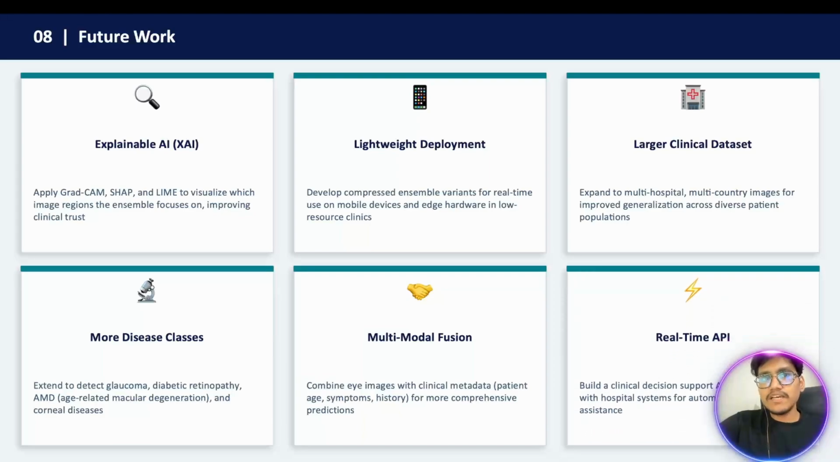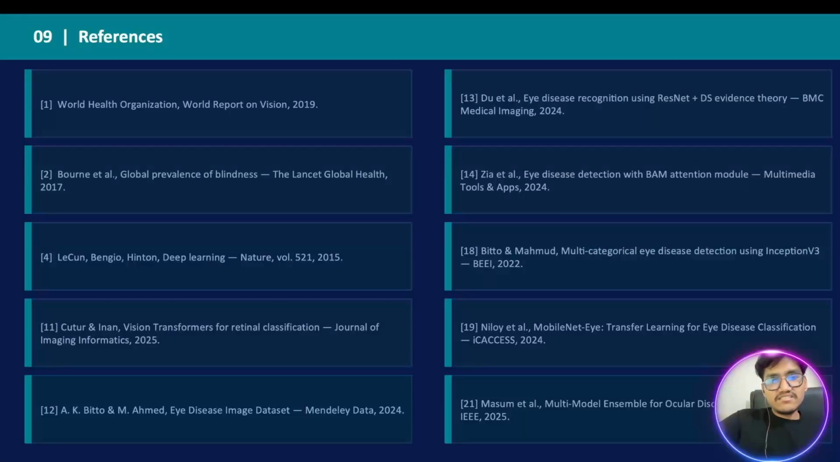And then real-time API integration. The ultimate goal would be to deploy this as a live API that connects to hospital information systems, so that when a doctor photographs a patient's eye, the image is automatically sent to the AI, analyzed in real time, and a suggested diagnosis is returned within seconds. So these are some future work that can be done on this research paper. And then there are some references, all the work they cited in their paper. So those papers are where they got that from.